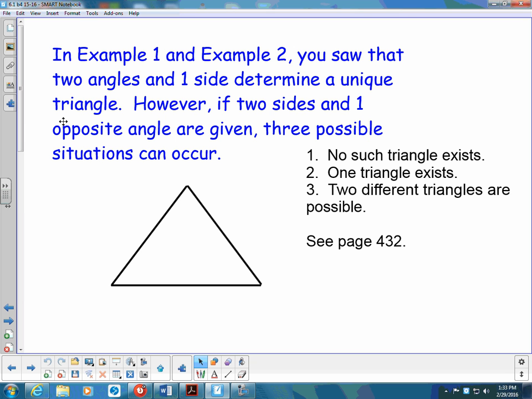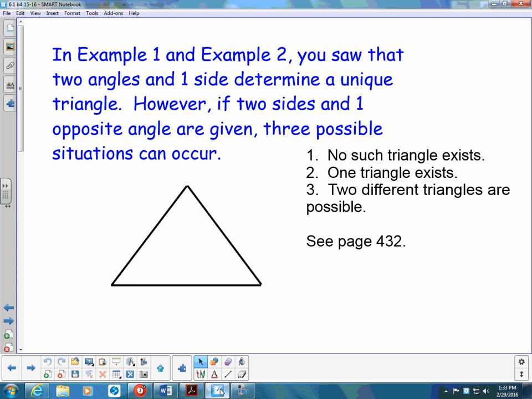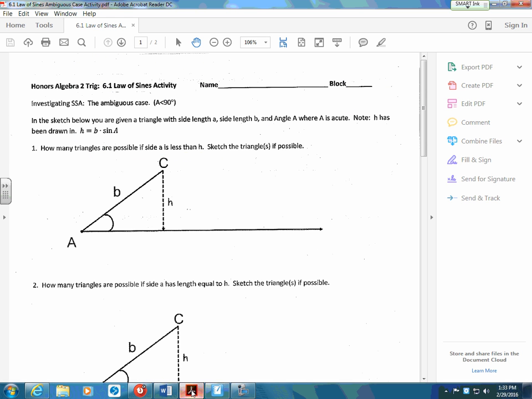Okay, so hopefully everyone has one of these. And what are we looking at for those of you watching this video at home? We are looking at this, all right? It is the Law of Sines activity investigating SSA, the ambiguous case. And I only gave you the first 4 examples. See page, what page was it? Page 432 for all of the examples, but I only looked at the first 4 examples on page 432, meaning the cases where the angle A is less than 90 degrees. In other words, you have an acute angle for angle A.